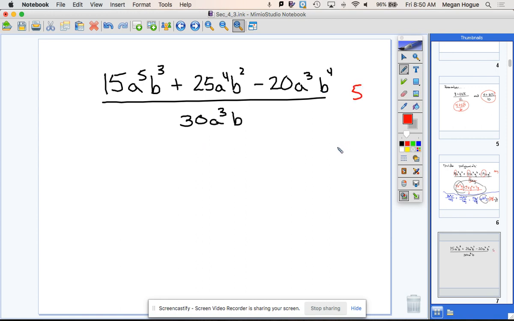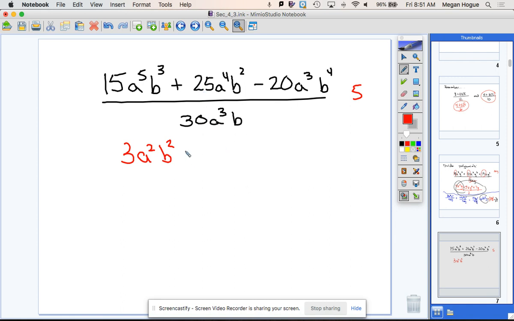And then, I don't know that I'm even going to write these, because I think that might confuse you. I'm just going to subtract the variables. So let's divide by 5, 3. And then I'm going to subtract the variables. So a squared, b squared.